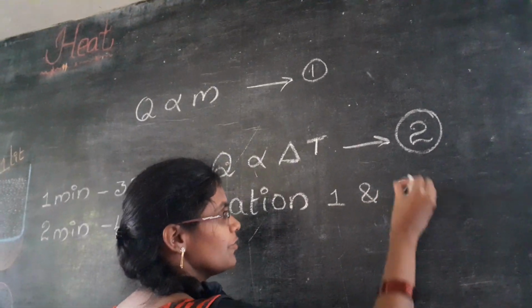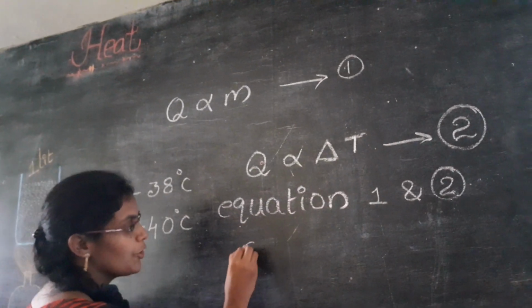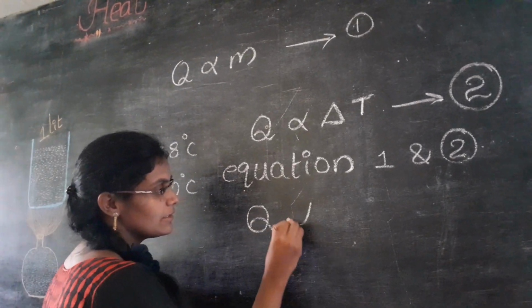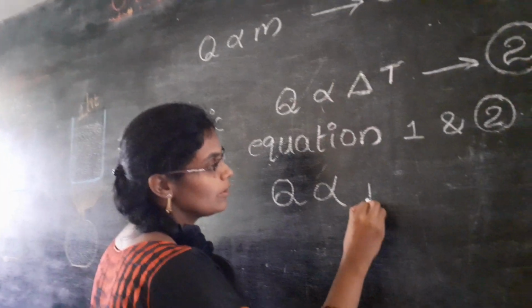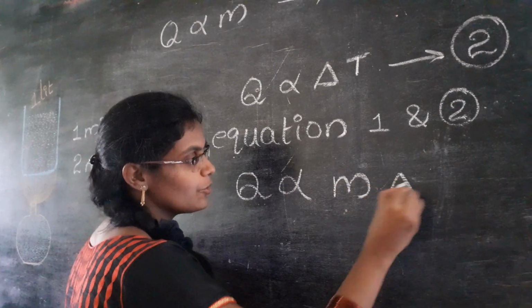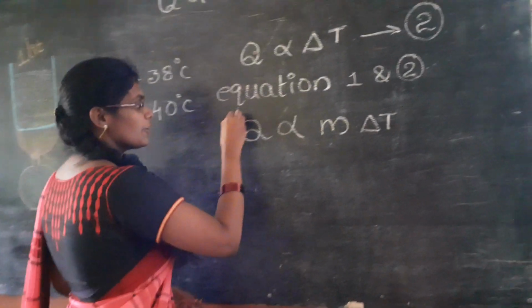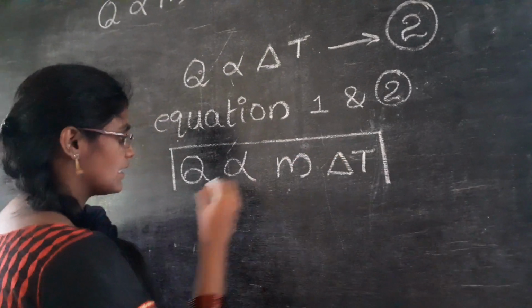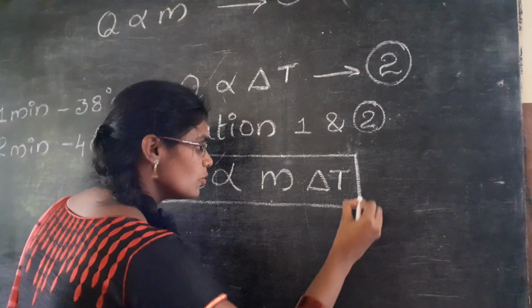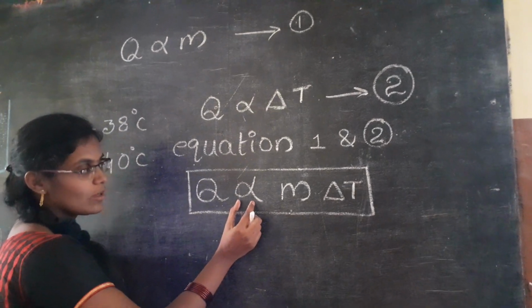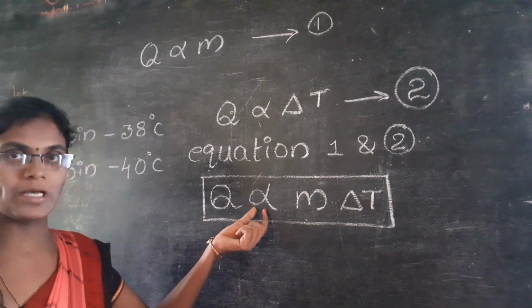By these two equations, equation 1 and 2, Q is directly proportional to M into delta T. Okay children, Q is directly proportional to M into delta T. Here this symbol is called proportional. This is the symbol for proportionality.